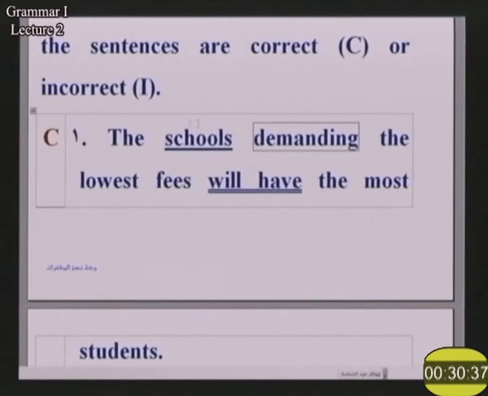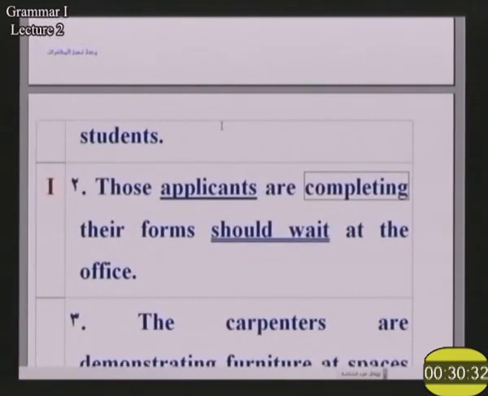Those applicants completing their forms should wait at the office. Those applicants, المتقدمين, are completing their forms. طيب أنا ممكن أقول those applicants are completing their forms, بيملوا الطلبات بتاعتهم، وتبقى الجملة صح. Those applicants are completing, تبقى verb. Their forms تبقى object. لكن الجملة هنا ما انتهتش.